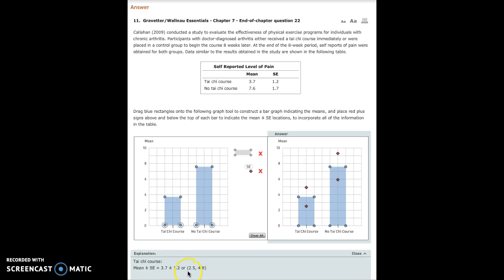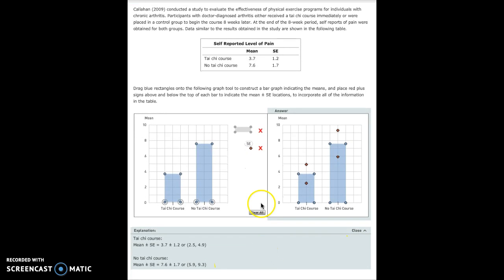Here down in the explanation, again 3.7 plus 1.2 puts us at 2.5 all the way up to 4.9. Again, it's spanning the range of this middle area, which is the mean, and then plus and minus the standard error. So we would set this first one at 2.5 and the second one at 4.9.